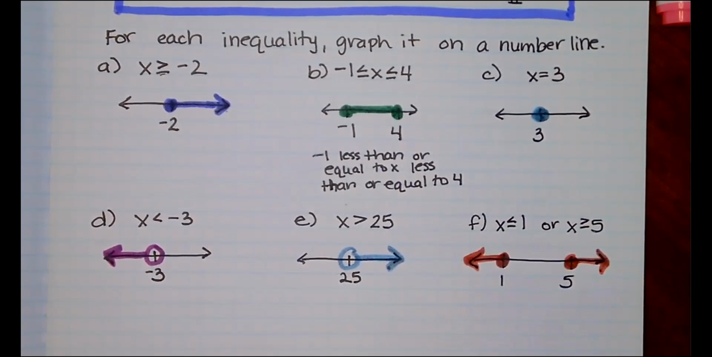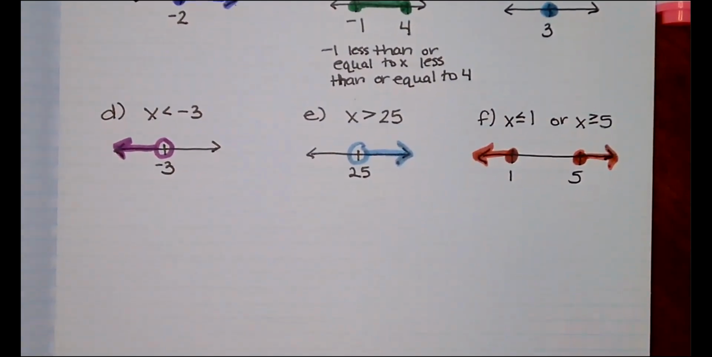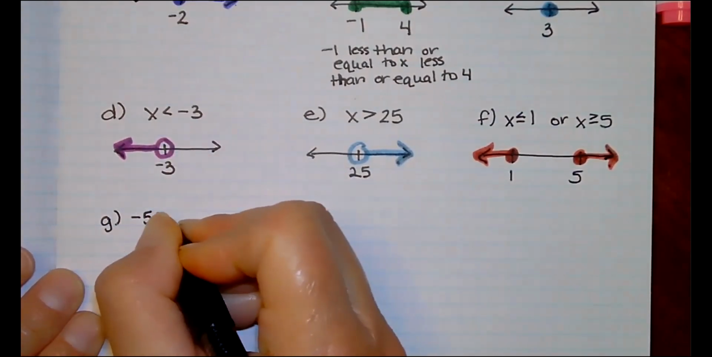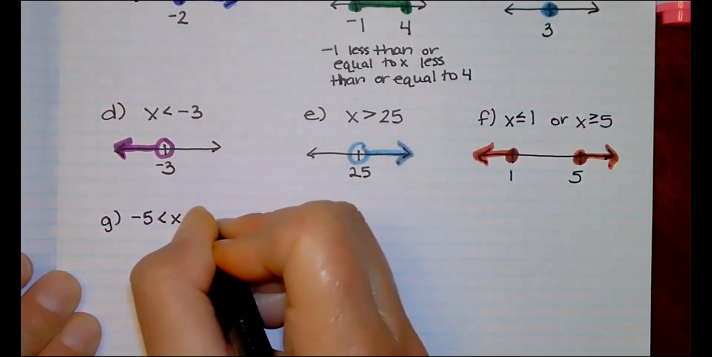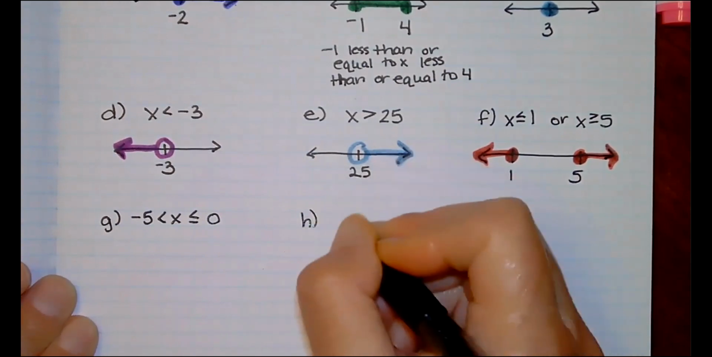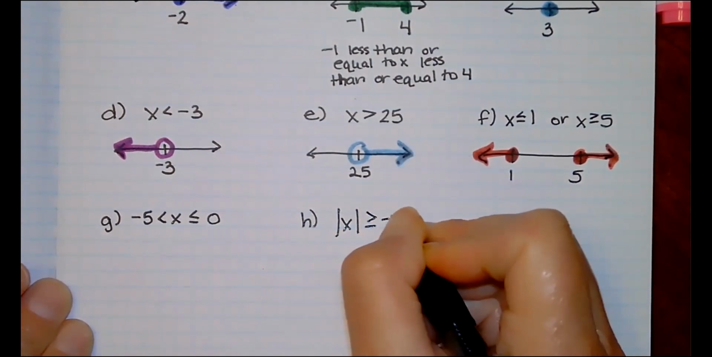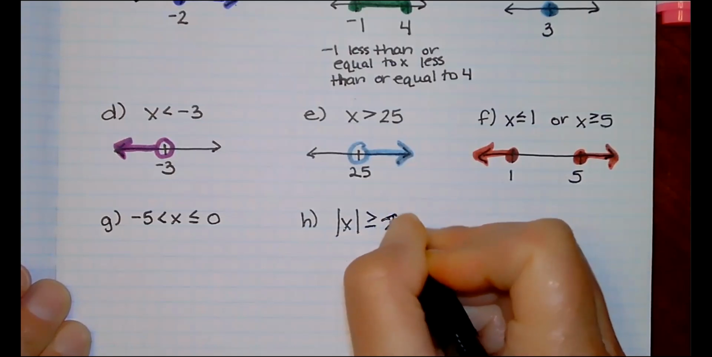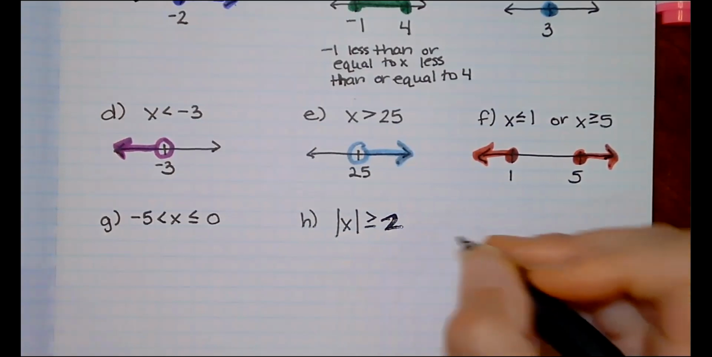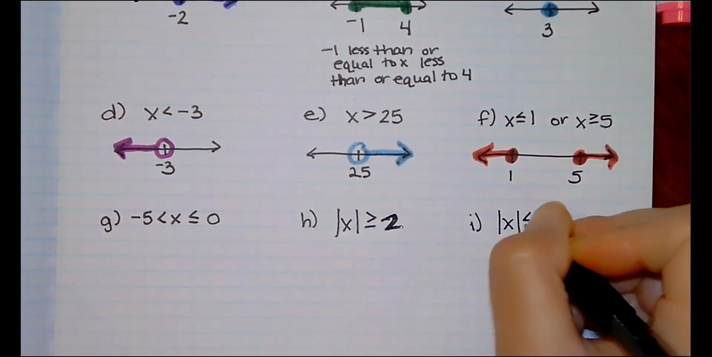Okay, so now let's do our last three of these. So G is -5 less than x less than or equal to 0. H, absolute value of x is greater than or equal to 2. And I, absolute value of x is less than or equal to 2.